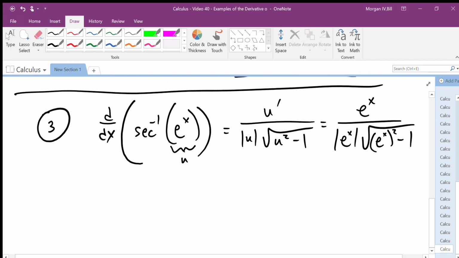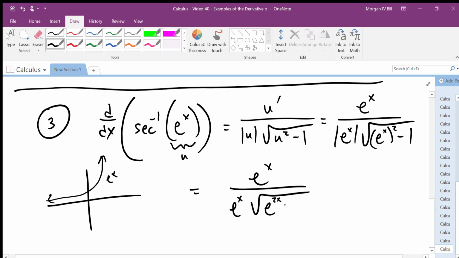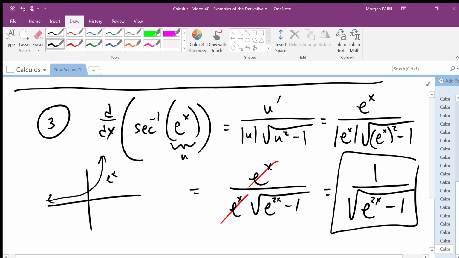And let's see if this will simplify. Think about e to the x for a minute. E to the x, the graph looks like this. Turns out e to the x is always positive. It's always above the x-axis. So the absolute value of e to the x is still e to the x. Square root of, let's rewrite this e to the x squared as e to the 2x. Right? You can multiply those exponents. E to the 2x minus 1. We see that the e to the x on top and the e to the x on bottom cancel out. There's still a 1 on top, so you get 1 over the square root of e to the 2x minus 1. Very good.